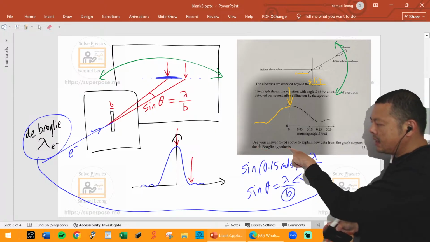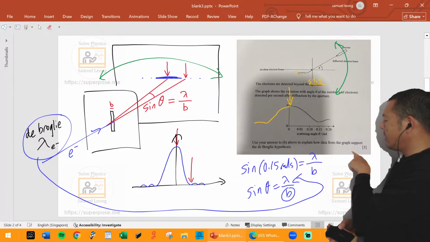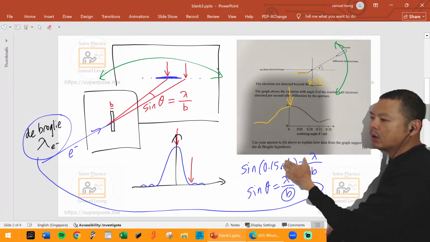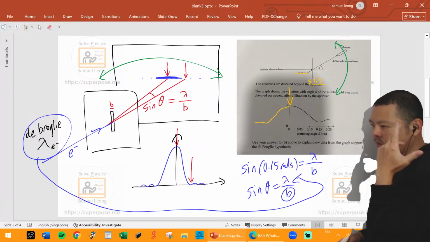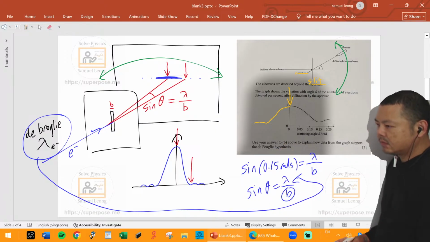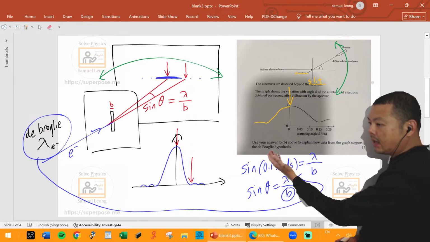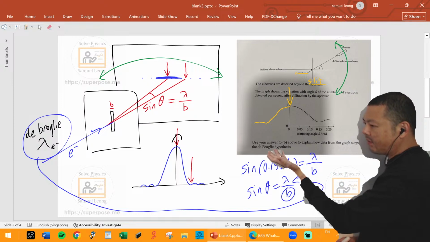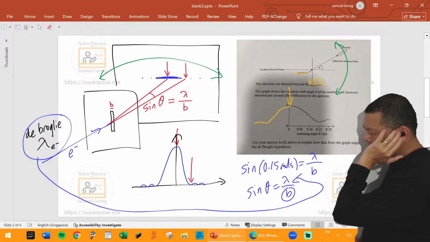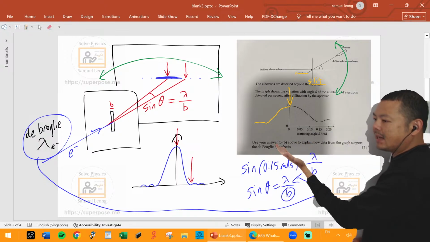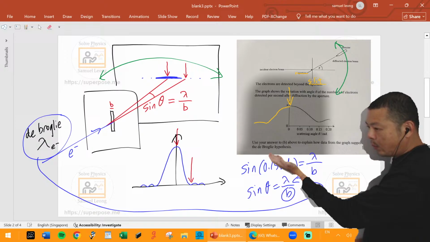Use your answer in B to explain how data from the graph support the de Broglie hypothesis. So the first thing is you need to state what the de Broglie hypothesis is. So what is the de Broglie hypothesis, Laura? So basically, yeah, moving particles have a wave-like property. Yes, sorry, you were saying. Yeah. Okay. So basically, moving particles can behave like a wave, right?